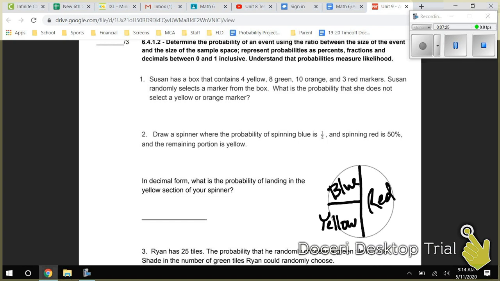Okay, so your spinner should look something like that. Doesn't have to be exactly like that, but half of it should be red and 1/4 should be blue and 1/4 should be yellow. It says in decimal form, what is the probability of landing in the yellow section of the spinner? In decimal form, that would be 0.25. 1/4 is 25% or 0.25. So 0.25 because they ask for decimal form.